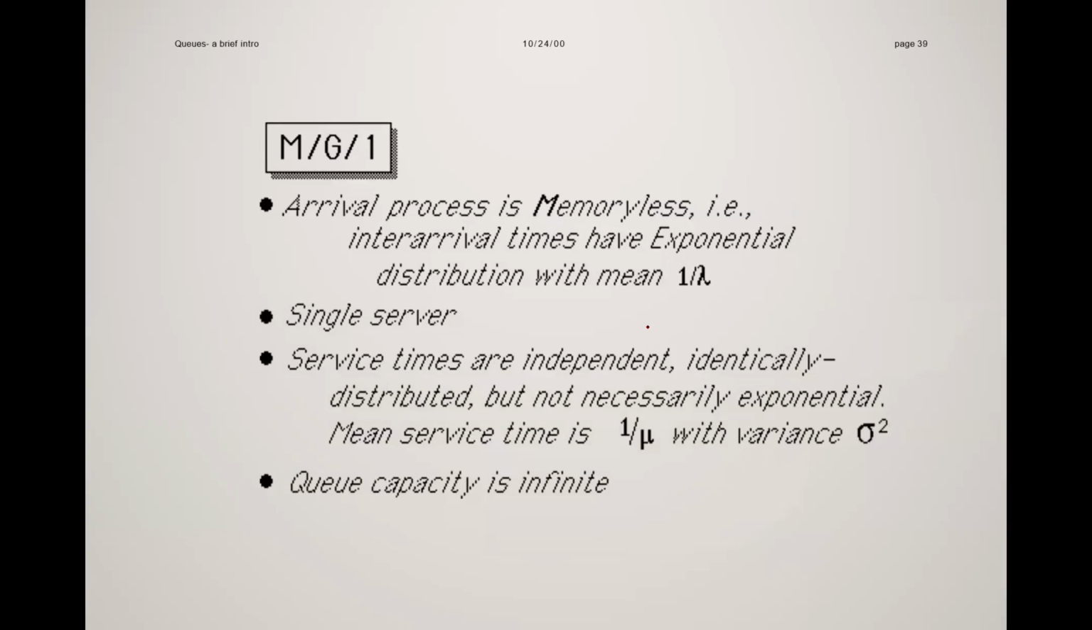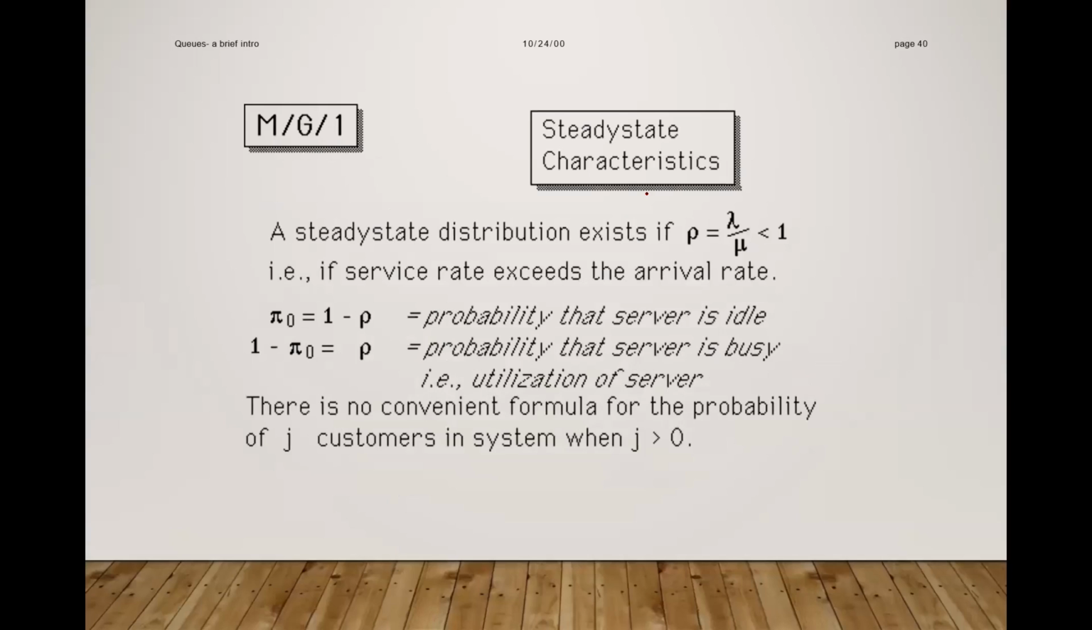Okay, so let's now study the case when we have a general distribution for the service time, but we have only one server. So we have M/G/1, so arrival is still Poisson, but G is now generic, not necessarily exponential, and we have only one server. But of course, we should have a service time, 1/mu, and a variance. Okay? And the queue capacity is infinite. Okay, so the steady state exists if rho, which is lambda/mu, is less than 1.